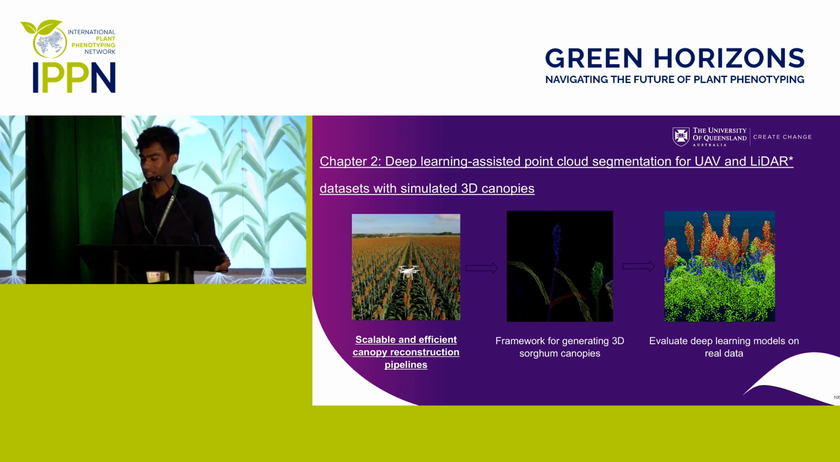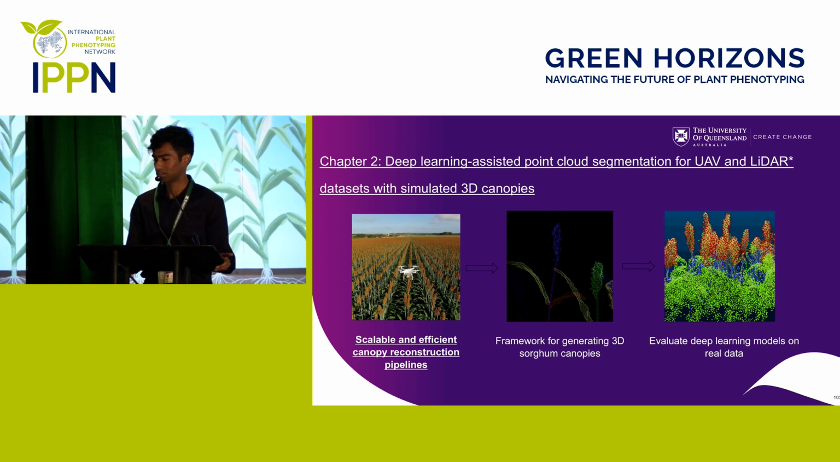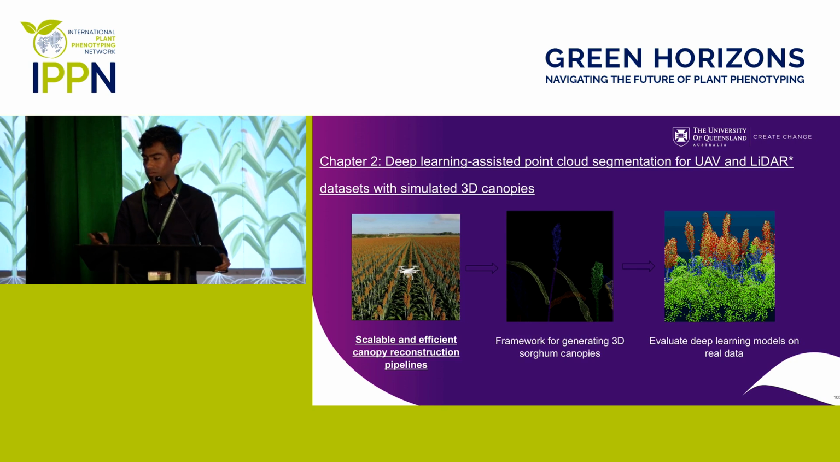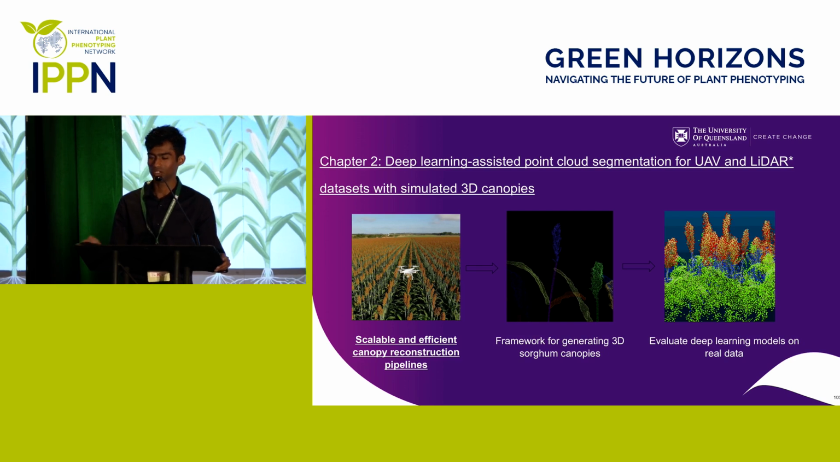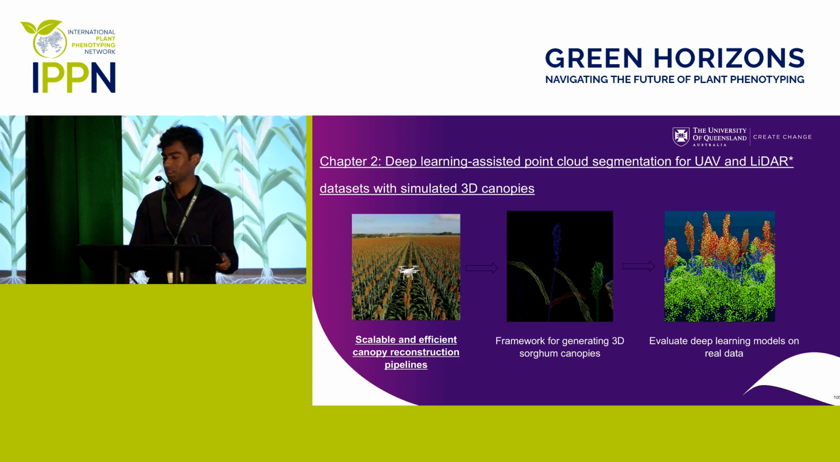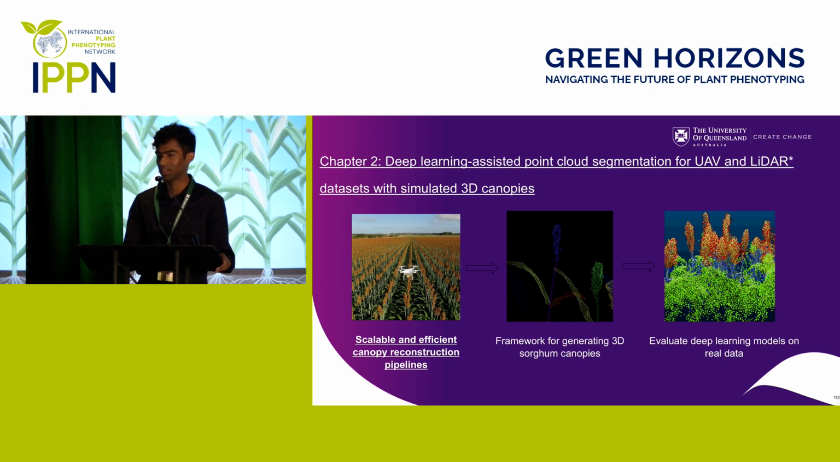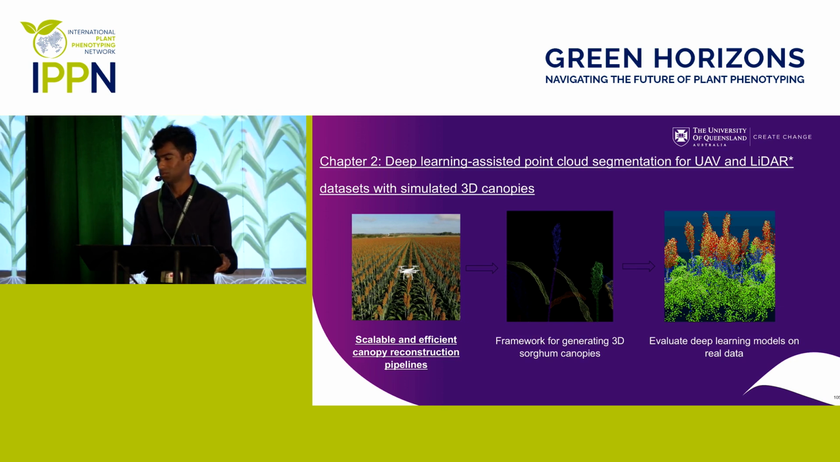The first was I needed to develop a scalable imaging solution to reconstruct canopy architecture in the field. And second, I needed to develop a framework for generating 3D sorghum canopies, and this is the important bit, with accurate and consistent panicle geometry to generate label data to train deep learning models. And finally, I needed to evaluate all the models I trained on my synthetic data and test them on real annotated data sets to see how well they can generalize to real canopy models. And this would essentially allow you to derive some panicle-related traits from the 3D models you obtain in the field.